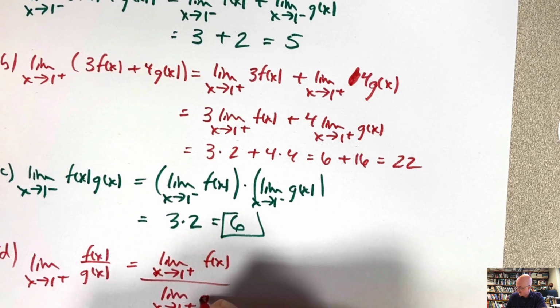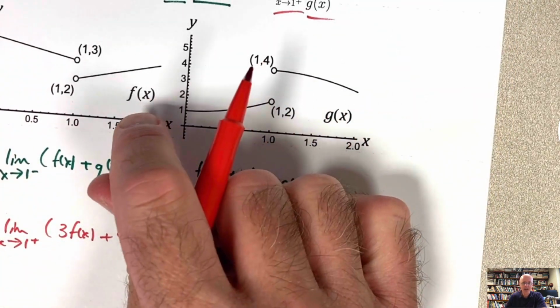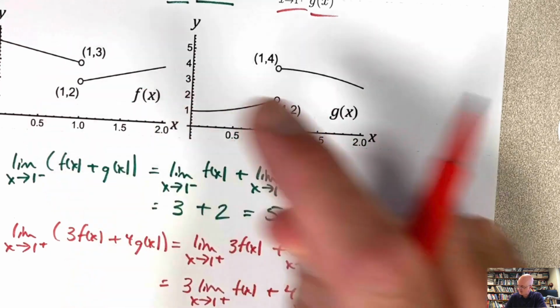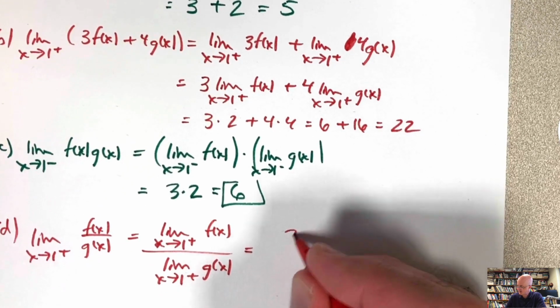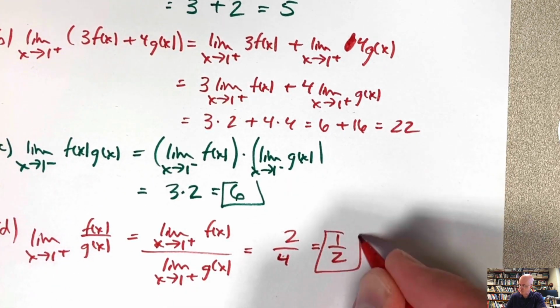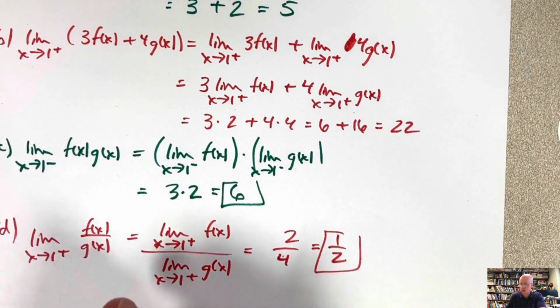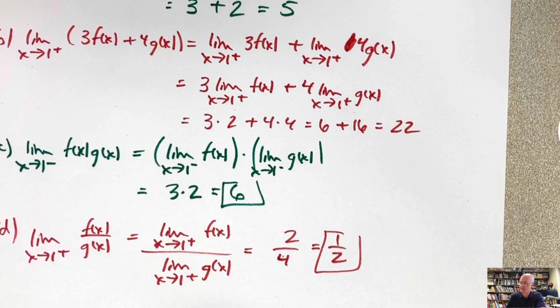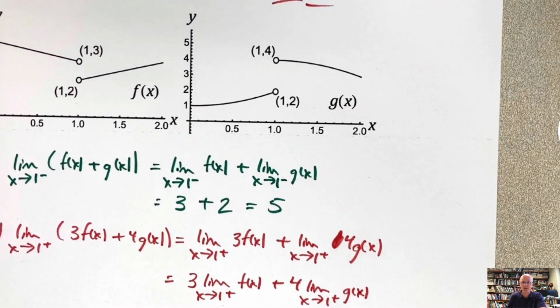The proof is what I see now when I look at the graphs, letting x approach 1 from the right. F of x approaches 2, g of x approaches 4, so this becomes 2 divided by 4, which is 1/2. Okay, you can find the answers to parts C and D without graphing the product f of x times g of x or the quotient f of x divided by g of x. Or for that matter, in A and B, we didn't make any graphs either. We were using these graphs.